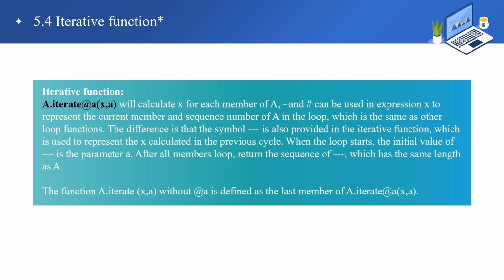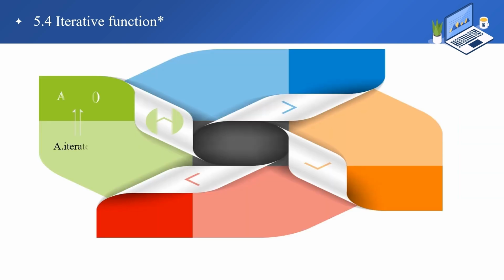The function A.iterate x a without at A is defined as the last member of A.iterate at A x A, that is, the intermediate process is no longer integrated into the sequence, only retain the last tilde. Let's go through a few examples. 1. The initial tilde is 0, the current member tilde will be added to tilde in each round of the loop, and finally we'll get the sum of all members, namely A.sum.